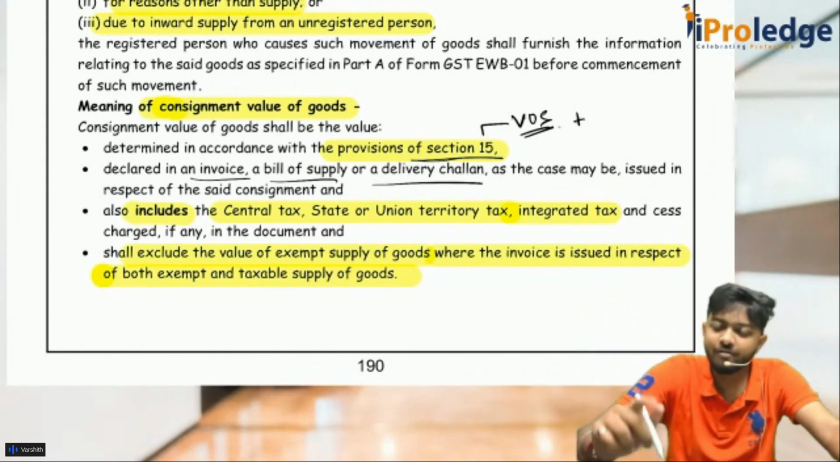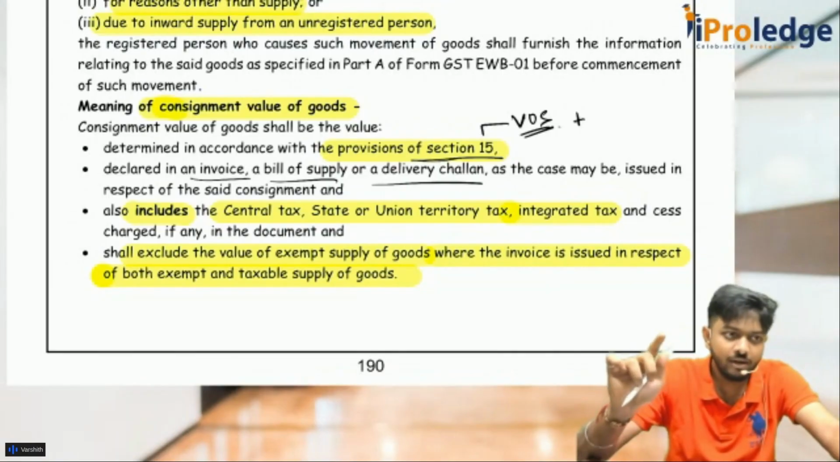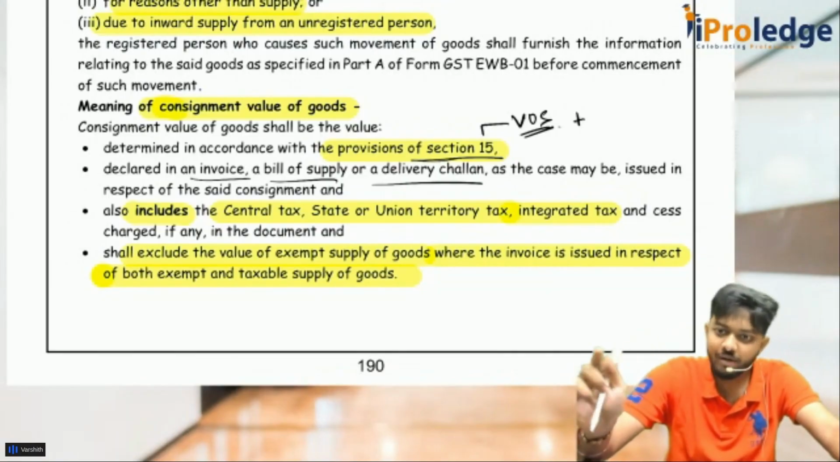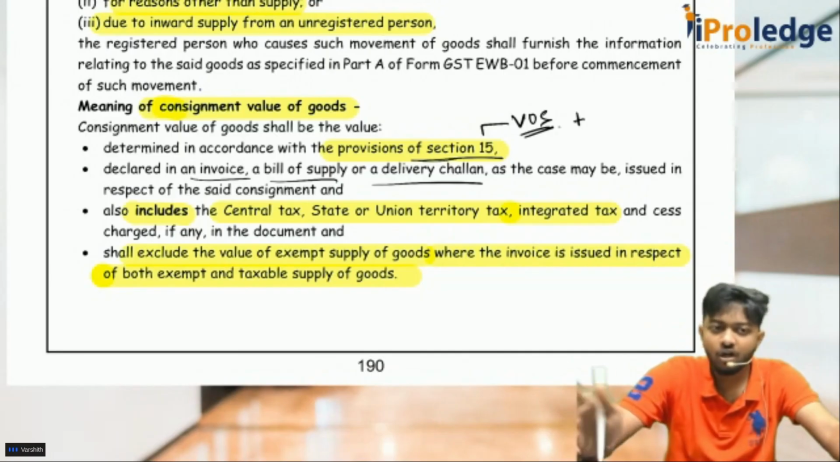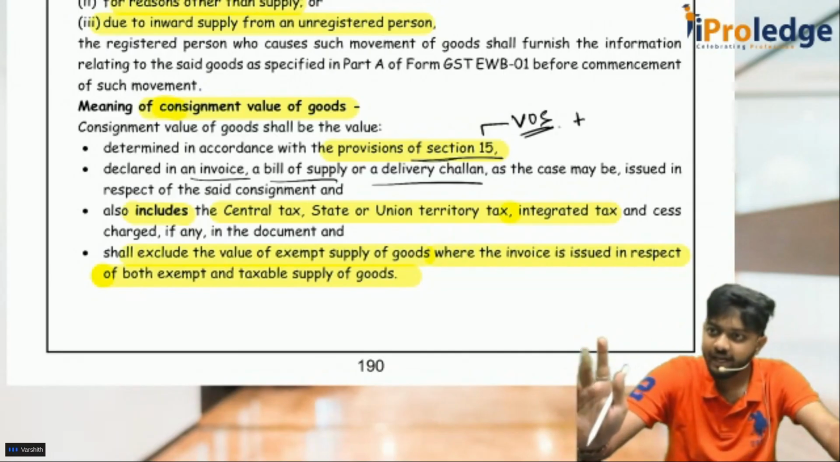Okay, now say suppose I have supplied for 80,000 rupees. Okay, 40,000 rupees is exempt supply. Is e-way bill applicable? No, 80,000 minus 40,000, remaining is 40,000. Is it exceeding 50,000? No, that means no e-way bill. Okay, any doubt still here?